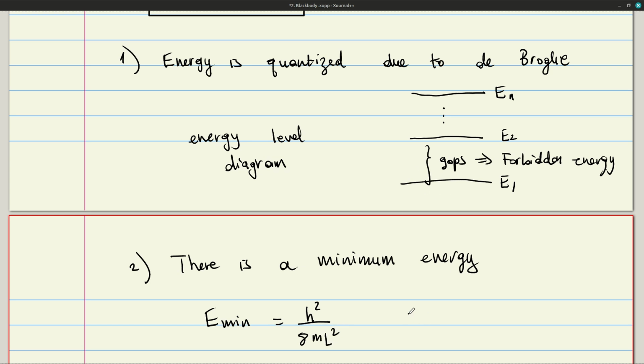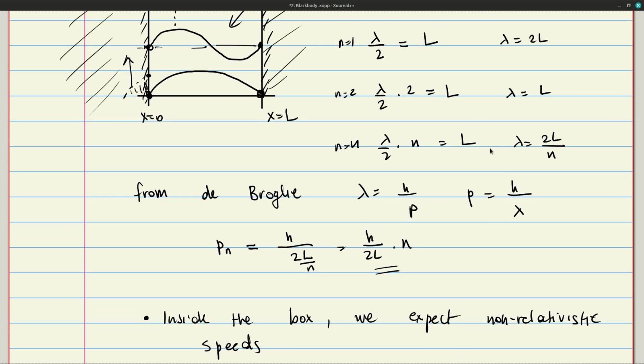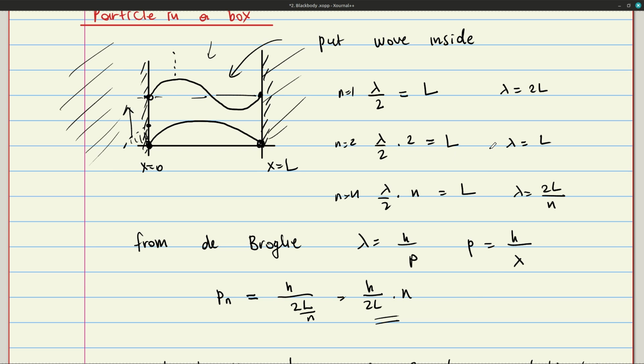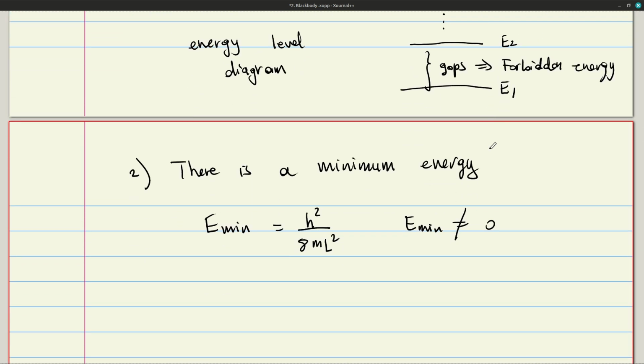And E_min is not equal to 0. Classically, if there's a box, I can put my particle at rest, and it can have 0 energy. Nothing forbids me from doing that. But quantum mechanically, if we are supposed to have waves or particles with wave nature, we have the de Broglie condition, and as a result, we cannot put the particle at 0 energy. Another terminology to expose you to: this is the zero point energy. This is also quantum.